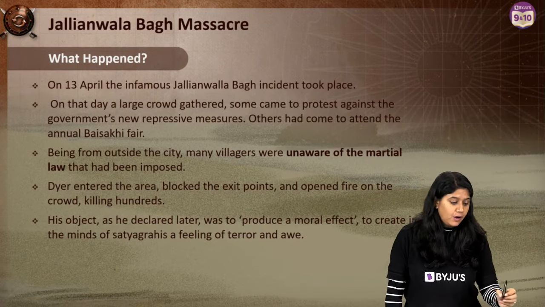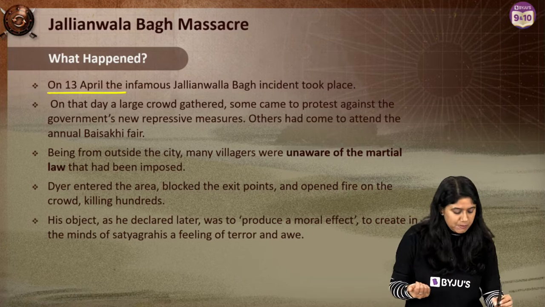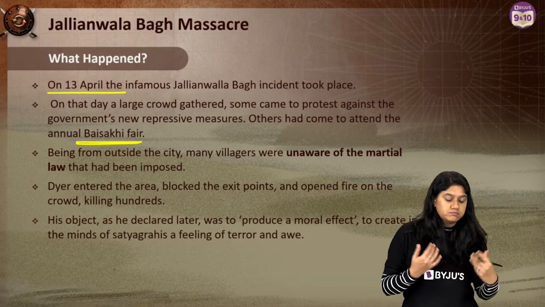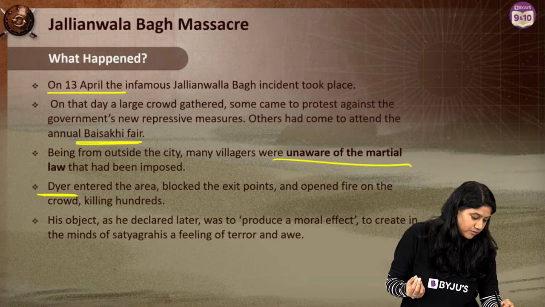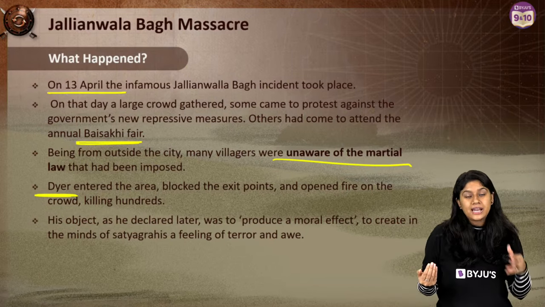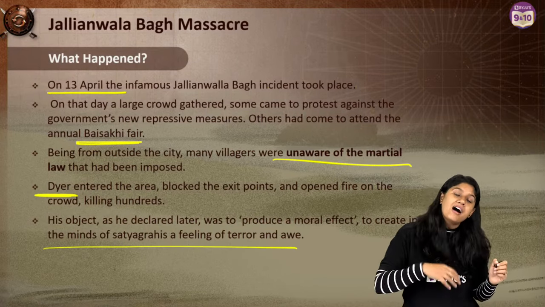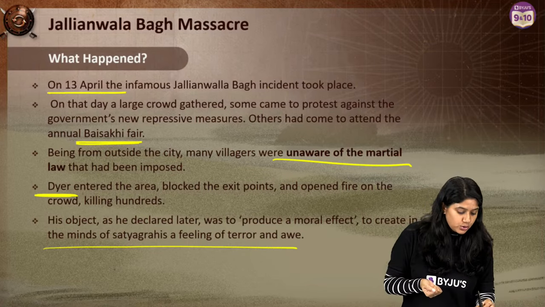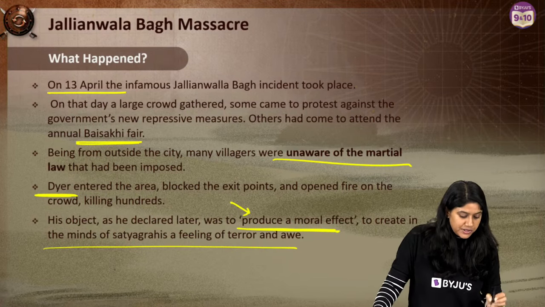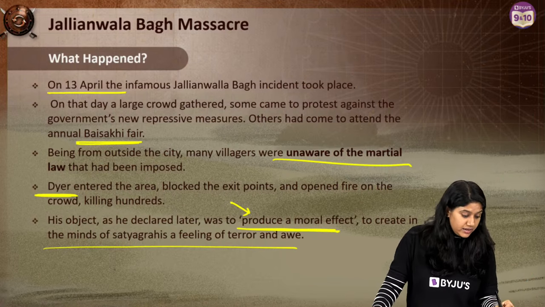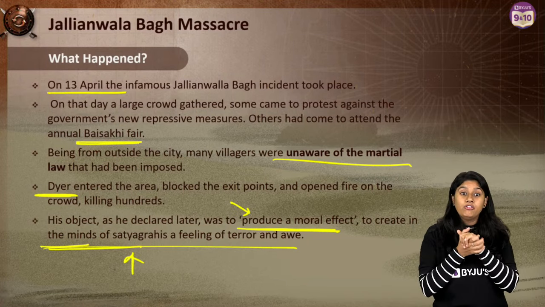So what happened? On 13th of April, people came to the Jallianwala Bagh. They were celebrating. People were there just for the Baisakhi fair. But people who came from the villages were unaware about the martial law. And General Dyer took a very strong decision, blocking the exit and the entry point, and did an open fire. And many people lost their lives. After some time, people asked him, why did you do this? He said that this whole thing would produce a moral effect in the minds of Indians, or in the minds of the satyagrahis, and they would be in a feeling of terror.